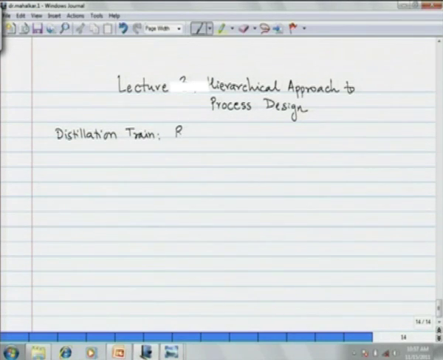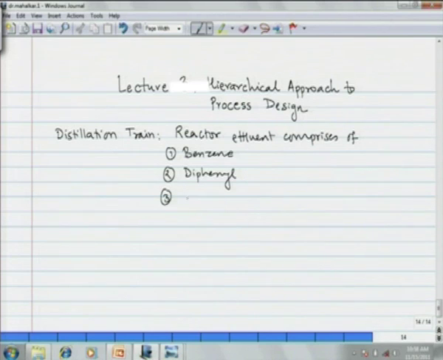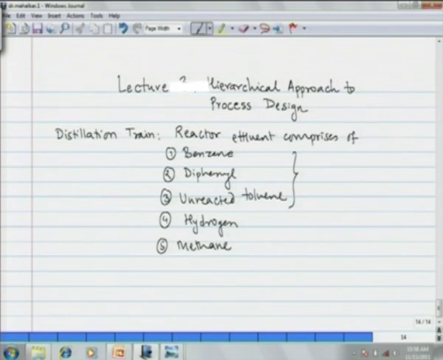The reactor effluent comprises 5 products. These are the main product benzene, the side product diphenyl, unreacted toluene, the reactant, then hydrogen and methane. Now, in the flash drum, 3 out of these products condense. Benzene, diphenyl and toluene condense into liquid, which is then sent to the distillation train.